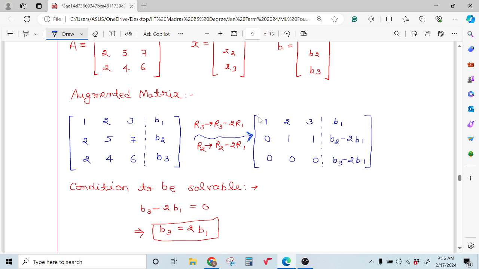So the condition to be solvable, this must be equal to 0. So B3 minus 2B1 is equal to 0. So our condition is B3 is equal to 2B1. So the answer is B3 is equal to 2B1.